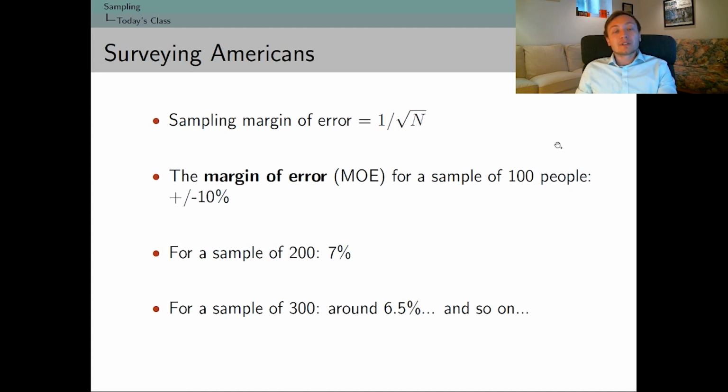So for a sample of, say, 100 people, the margin of error, just like those runners with their highly variable times, is going to be about plus or minus 10% for, for example, a binary question. Do you approve or disapprove of the president of the United States? That margin of error is going to be quite large if we've only sampled 100 people. If we have 200 people, that margin is going to decrease a little bit. For a sample of 300, it's going to go down.